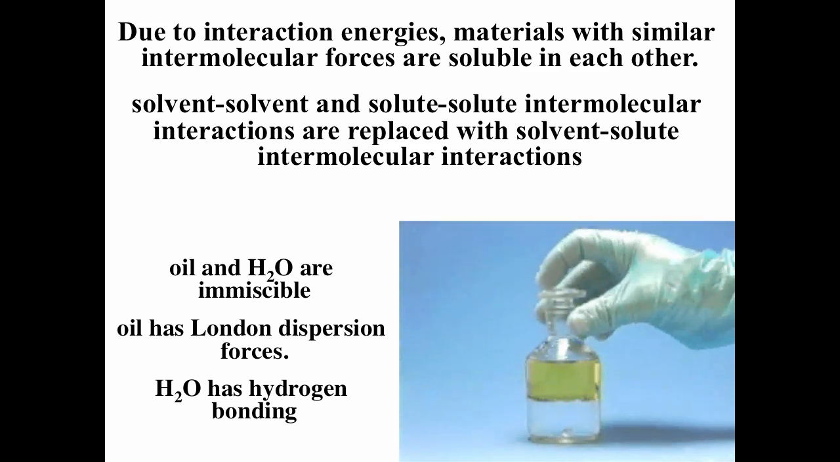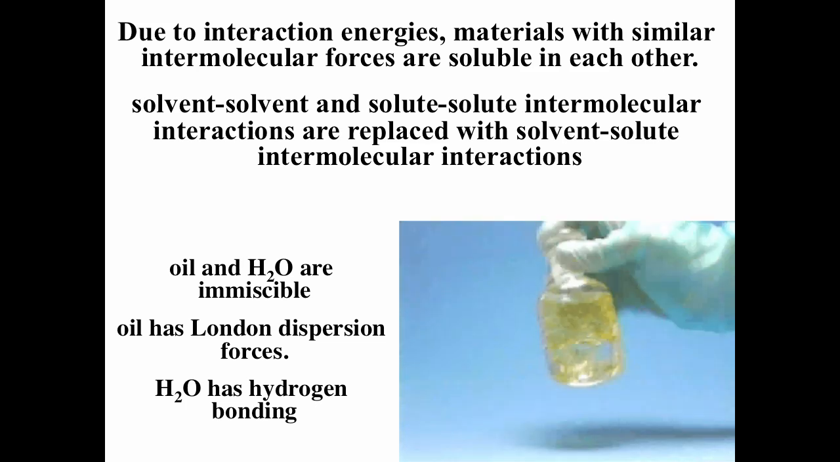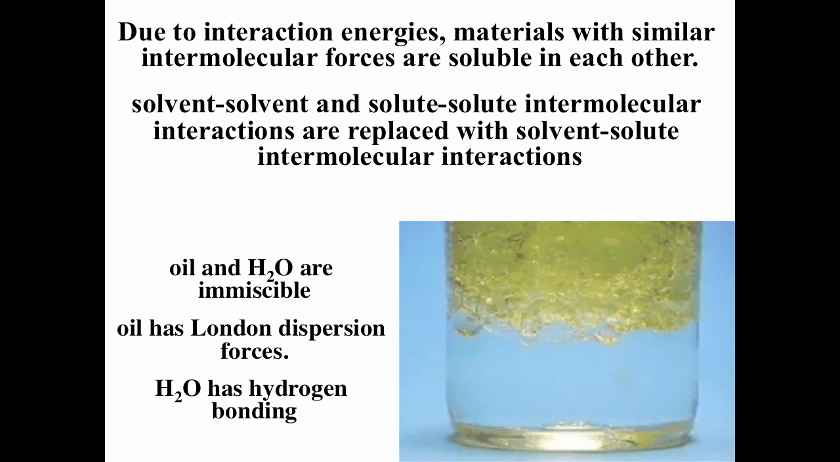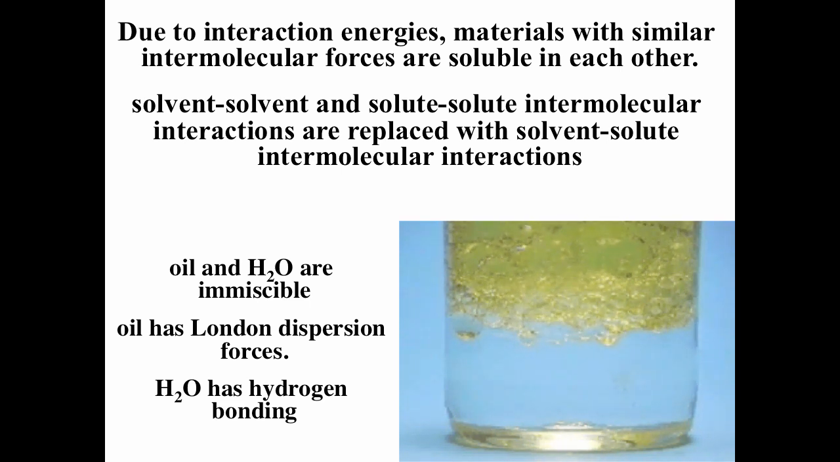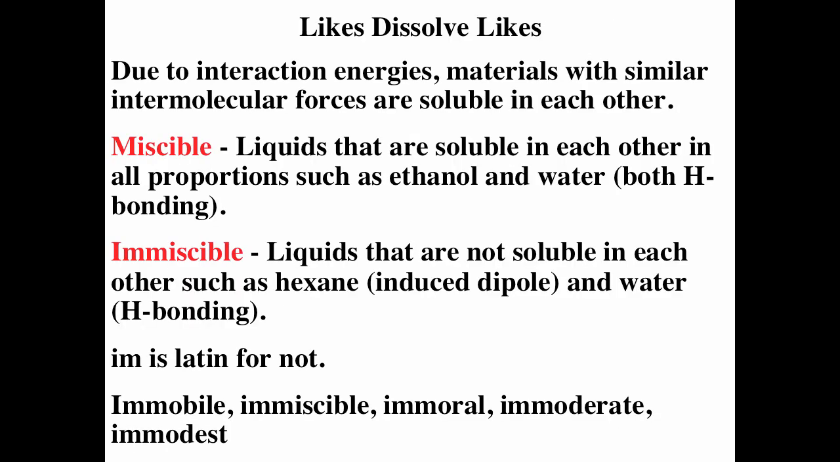They're immiscible, they have very different intermolecular forces. Why don't oil and water mix? The hydrogen bonds between water molecules are too strong to be broken in order to produce a relatively weak interaction between water and the molecules in the oil. Thus, water excludes oil from entering the aqueous phase. And so again, miscible means that liquids are soluble in each other in all proportions, like ethanol and water. Immiscible means that they're not soluble in each other, such as hexane and water.